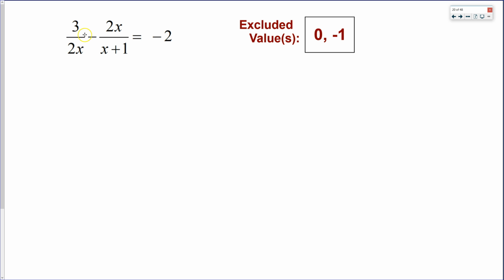Next one up's just a little messier. We got more terms, more fractions, but we're going to approach it the same way. We want to identify excluded values. So right here, if x were 3, that would cause a 0. If x were 0, that would cause a 0. And if x were 3, it would cause a 0. So we've got excluded values of 0 and 3.